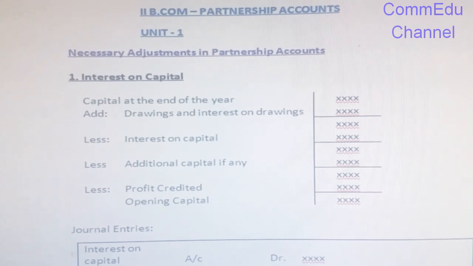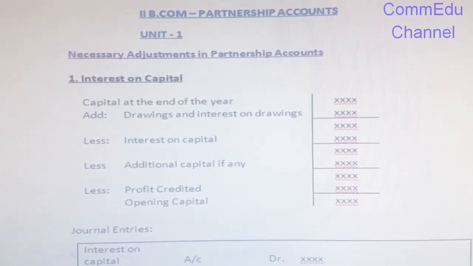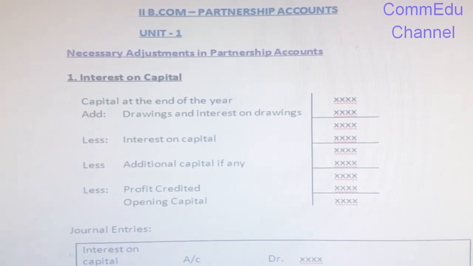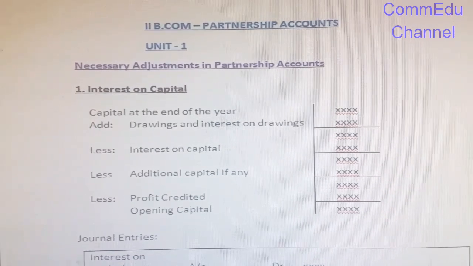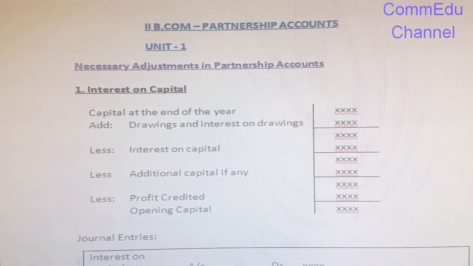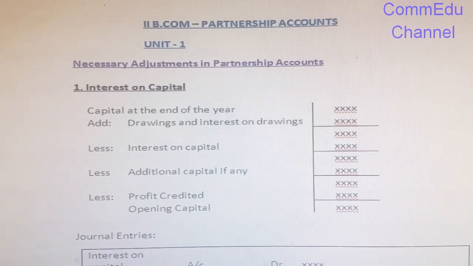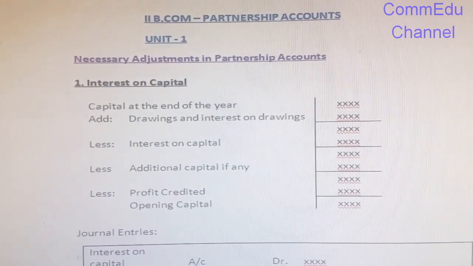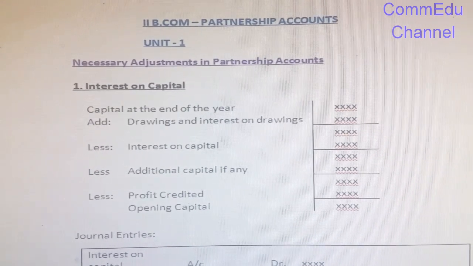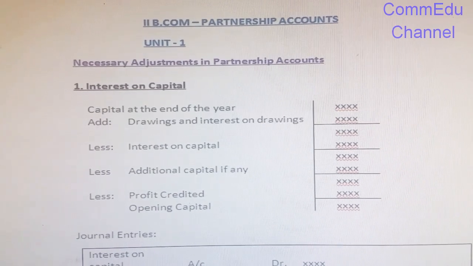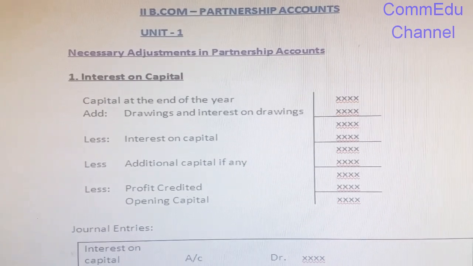The interest on capital is generally calculated on the opening balance of partners' capital. If the opening capital is not given in the sum, it is to be calculated this way. First, you have to add drawings and interest on drawings with closing balance of capital. Then you have to subtract the amount of interest on capital, additional capital if any, and profit credited in the year. Now we will get the opening capital.